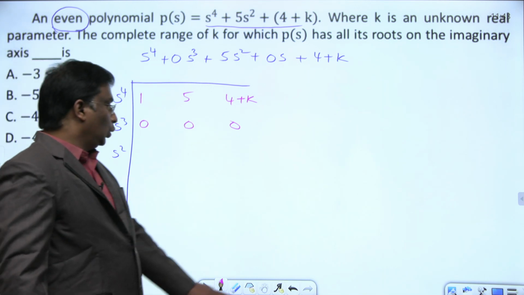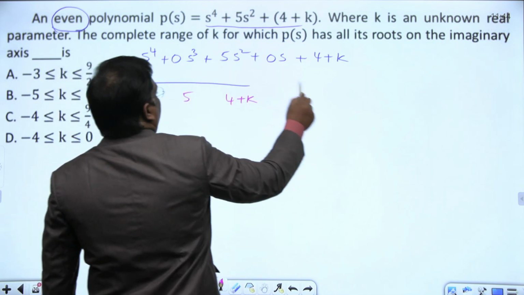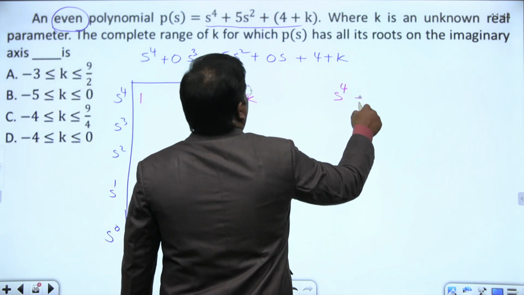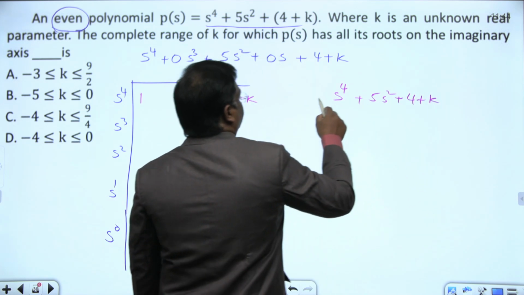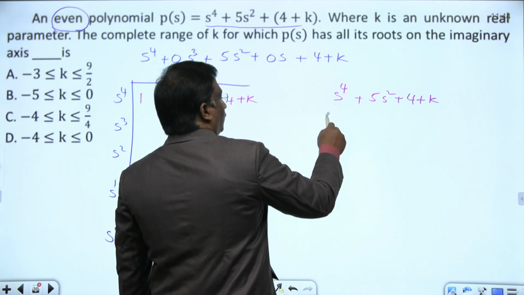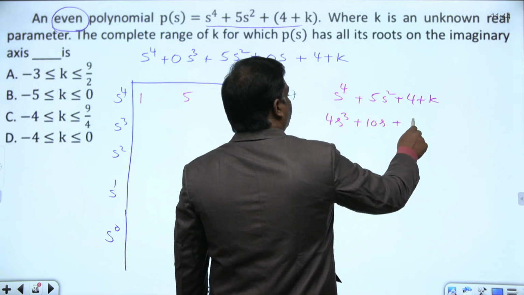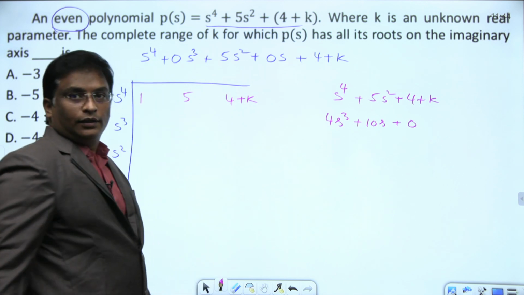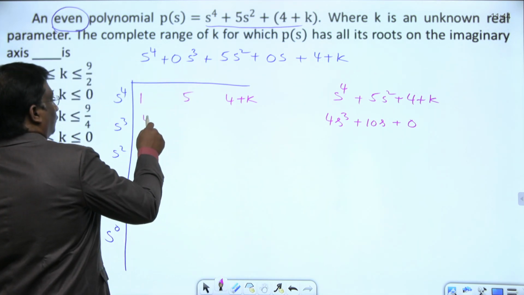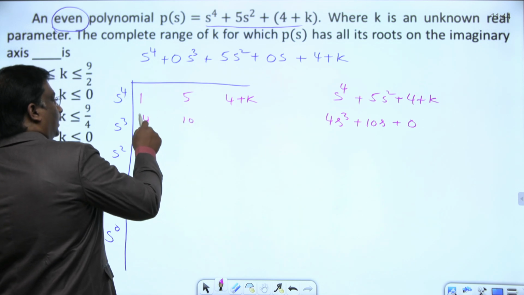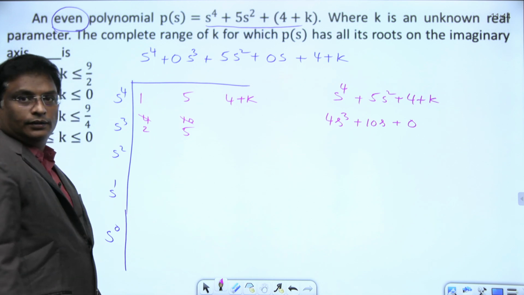No coefficients there. At that time, what will we do? We'll take this one, s power 4 plus 5s square plus 4 plus k, and differentiate it. We'll get 4s cube, 10s and 0. Right now the s cube row coefficients are nothing but 4, 10, and here I can cancel 2, so this becomes 2, 5.